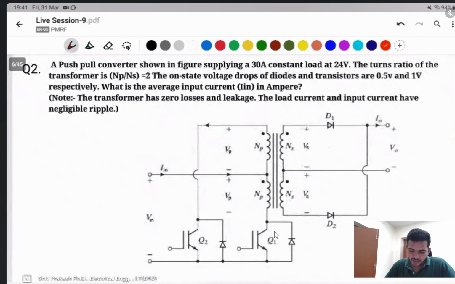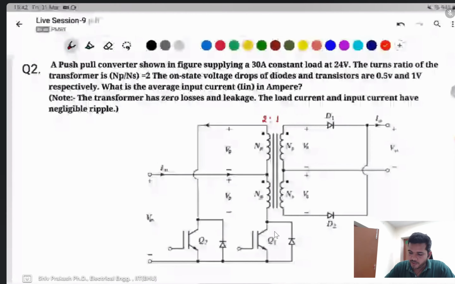Next question on push-pull converters. In the figure, the converter supplies a 30 ampere constant load at an output voltage of 24 volts. The turns ratio of the transformer is 2 primary to secondary. It means this one is 2, this one is 1. The on-state voltage drop of the diodes and transistors is 0.5 and 1 volt: 0.5 volt for the diode turn-on voltage drop, and 1 volt for the transistor.